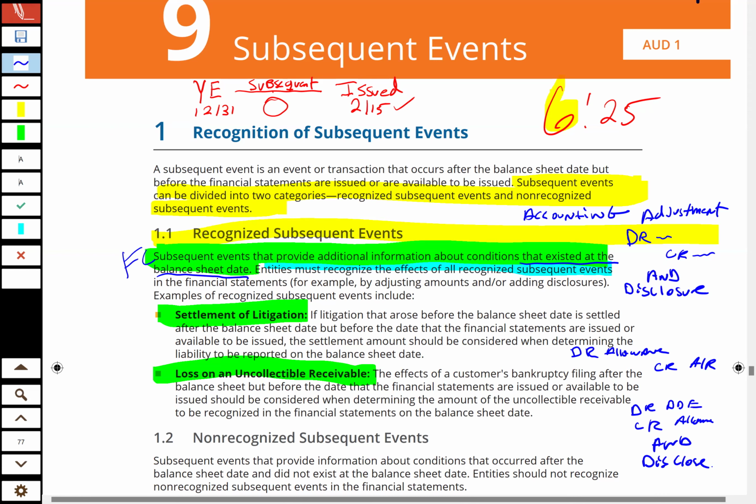Okay, now let me ask you a different question about this loss on collectible receivable. Let's say that the customer files for bankruptcy after the balance sheet date, but before the financial statements are issued. What should I do then? So they file for bankruptcy in January, and I find out about it before the statements are issued, say in late January. Now what? Did the conditions exist at the balance sheet date?